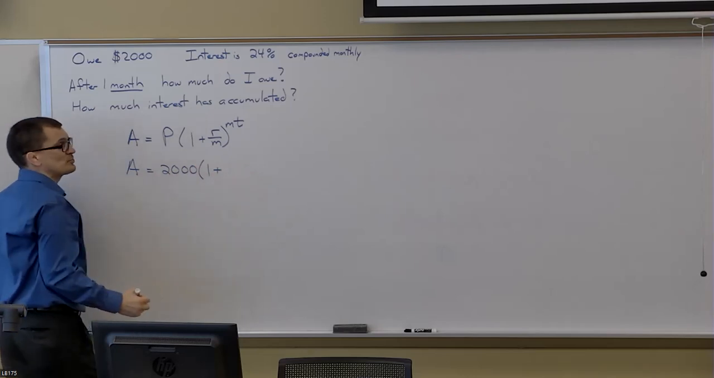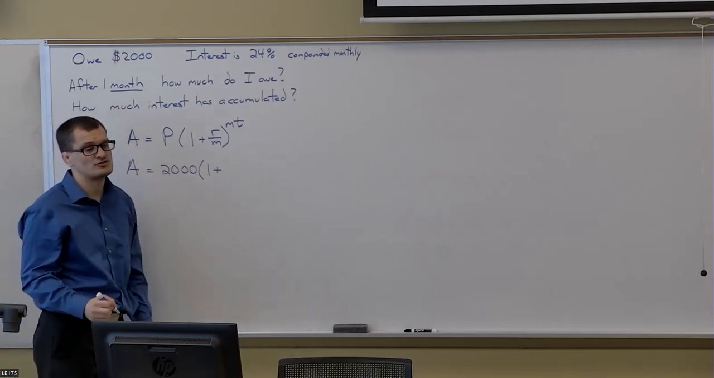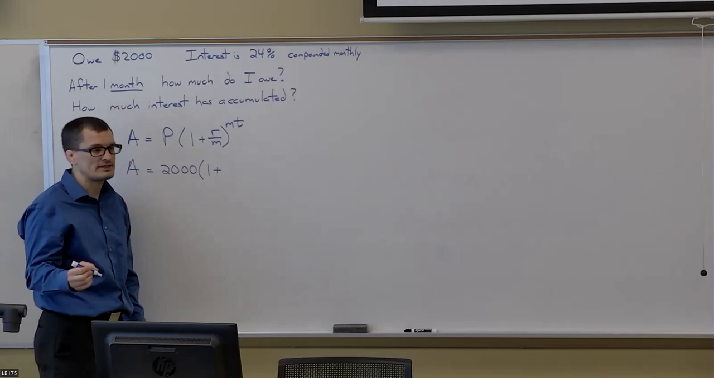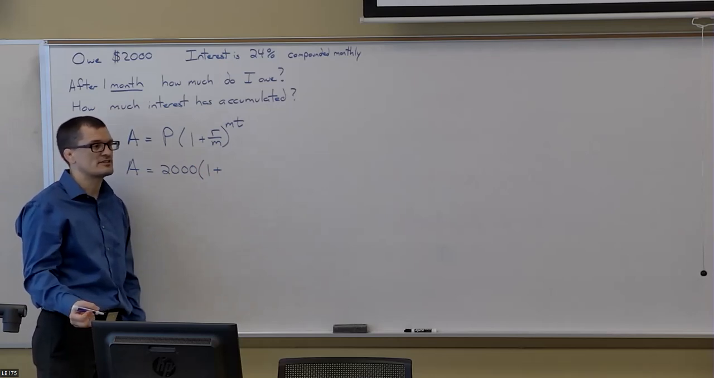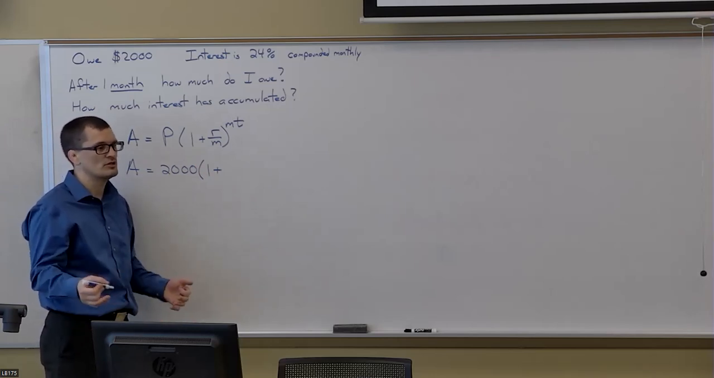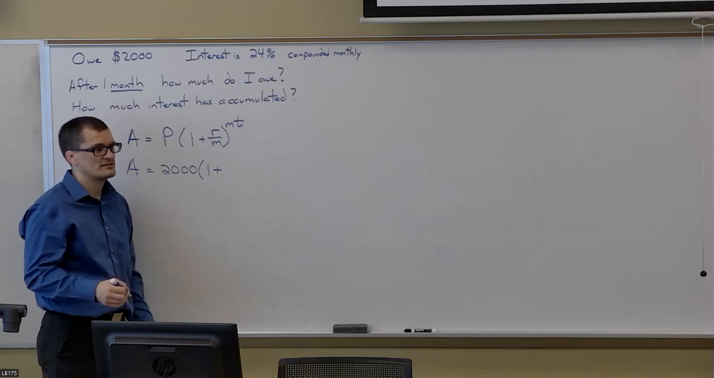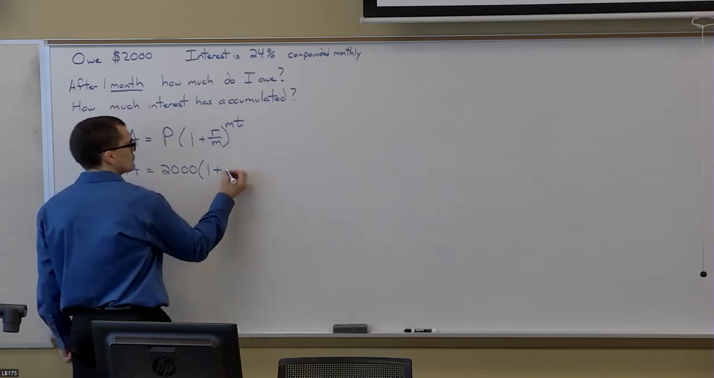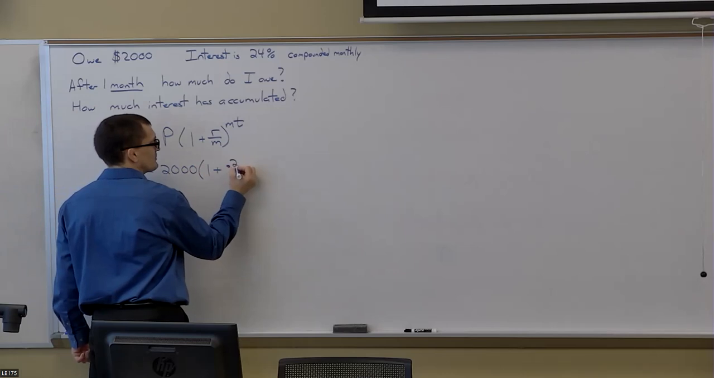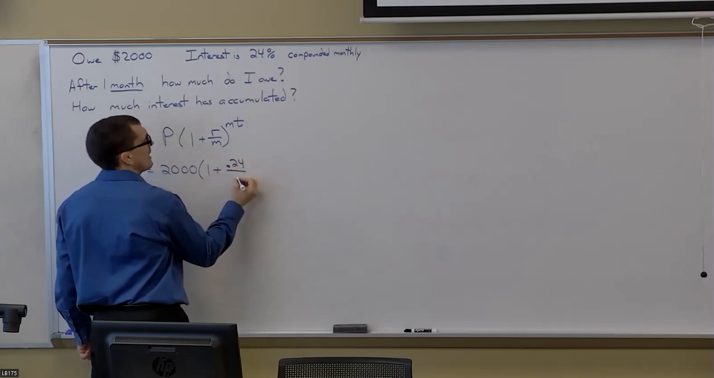Now the rate is pretty big. Like I said, credit cards generally have much higher interest rates than things like car loans or home loans or things of that nature. So this says 24% compounded monthly.